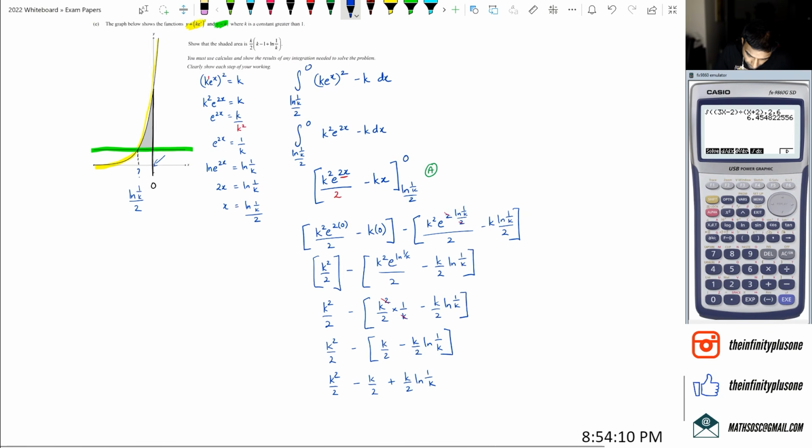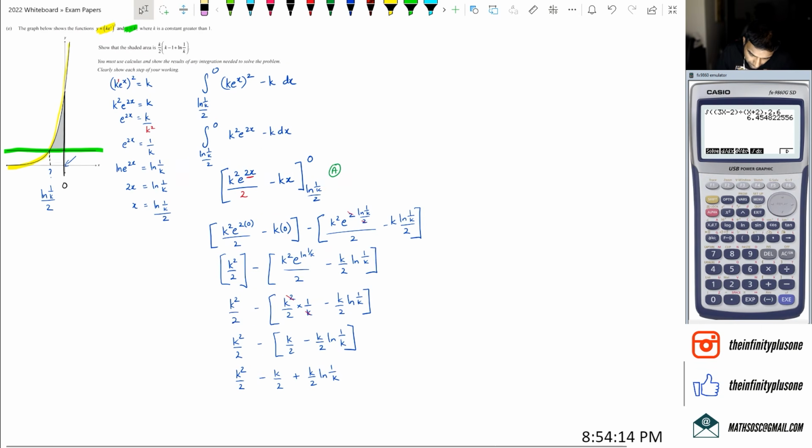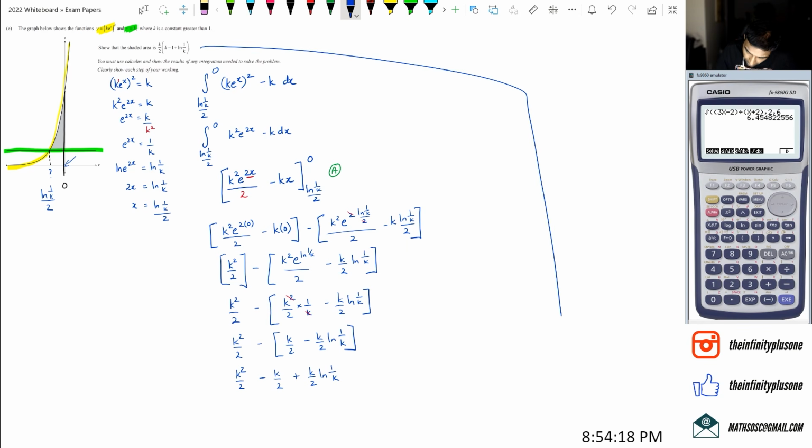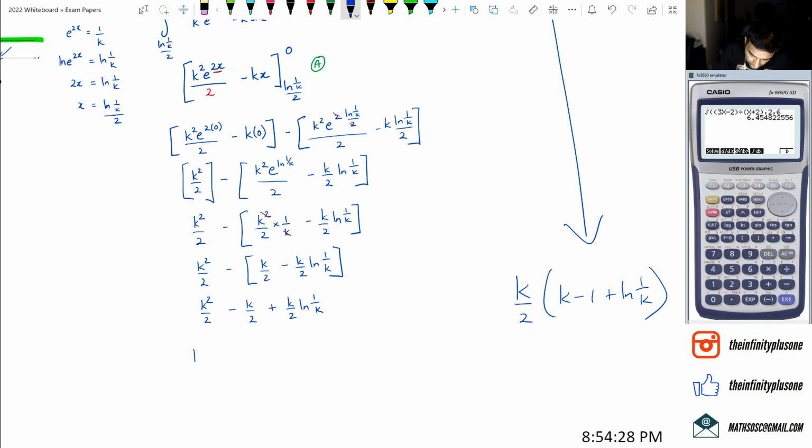Now my proof should be, what's my proof? My proof should be, I'm doing this here right now. It should be k over 2 bracket k minus 1 plus ln of 1 over k. So all I got to do here is take k over 2 as a common factor. Then I'm going to get k minus 1 plus ln of 1 over k.